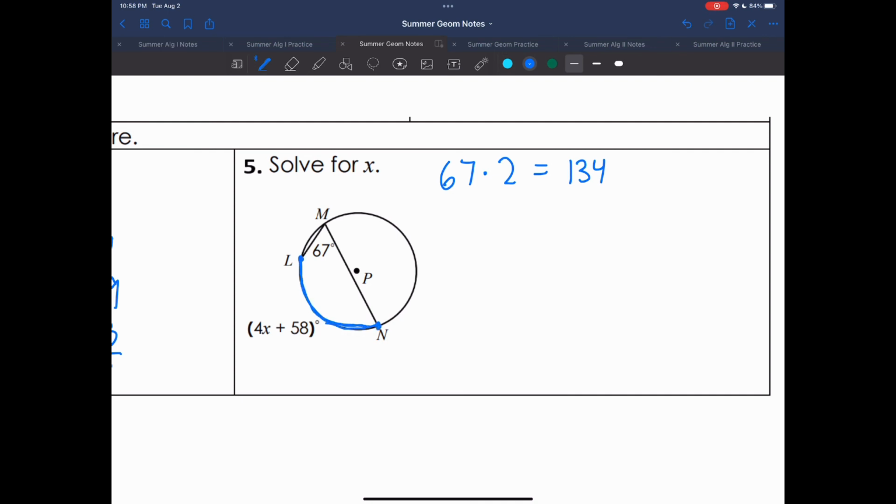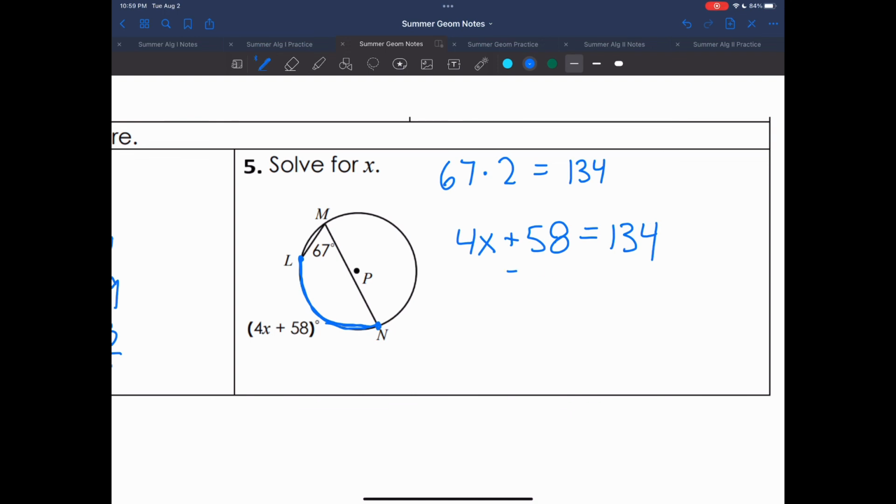Which again, it's not saying solve for the arc, otherwise we'd be done. It's saying solve for x. Well, we do have an expression that arc represents, right? This 4x plus 58. But we now know the actual measure of the arc is also 134. So we can set this expression equal to 134 degrees and solve for x. So we're doing 4x plus 58 equals 134. Okay, let's go ahead and solve that.